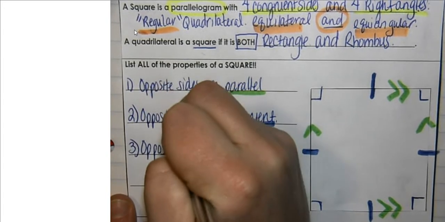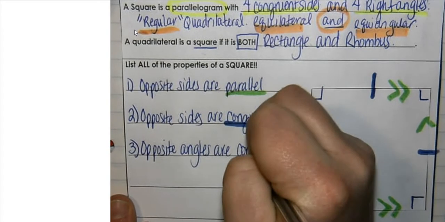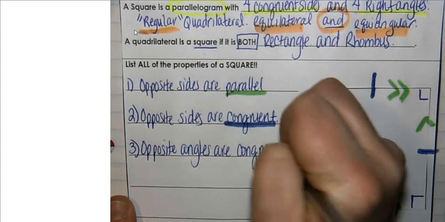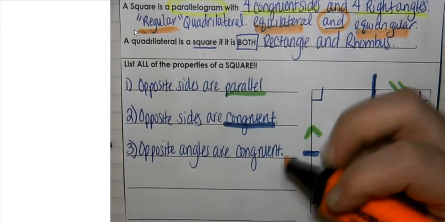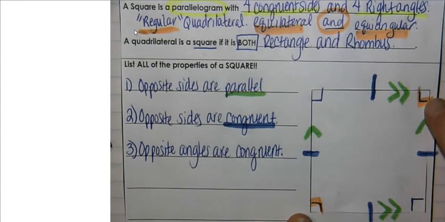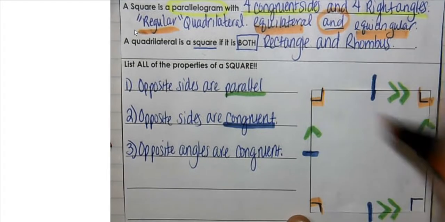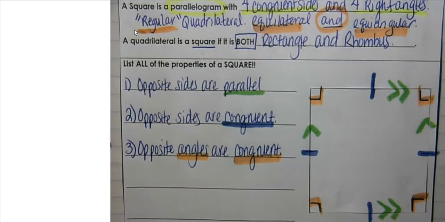Next, we know that opposite angles are congruent. And that is true. Opposite angles are indeed congruent. We have a 90-degree angle, and 90-degree angles are congruent to each other. 90-degree angle, 90-degree angle. These opposite angles are congruent to each other. So yes, those opposite angles are congruent to each other.